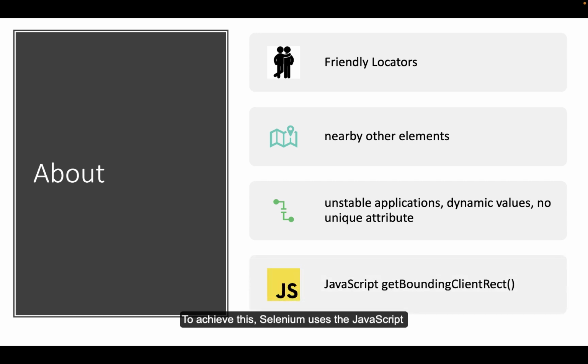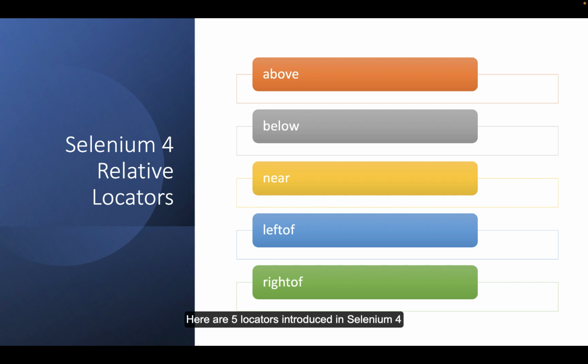To achieve this, Selenium uses the JavaScript getBoundingClientRect method in the background, which returns a DOM object providing information about the size of an element and its position relative to the viewport. These functions return properties of an element like left, right, top, and bottom. Here are 5 locators introduced in Selenium 4: above, below, near, left of, and right of. We will discuss one example of each locator.